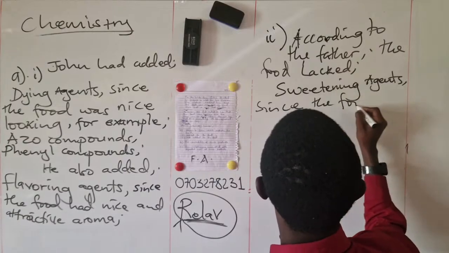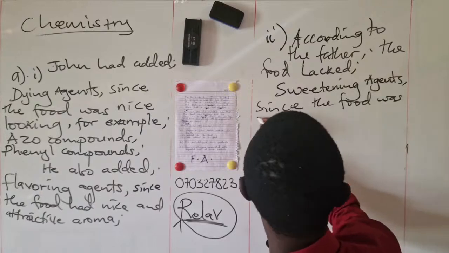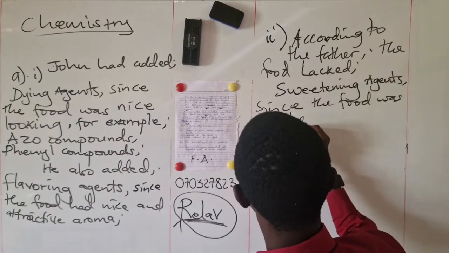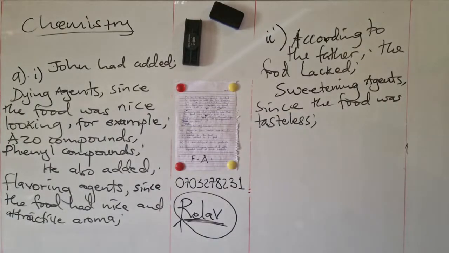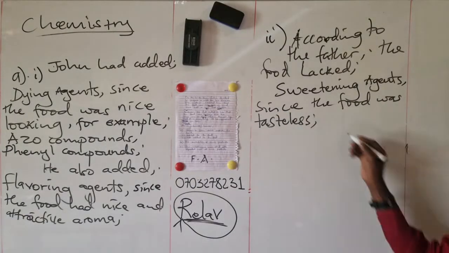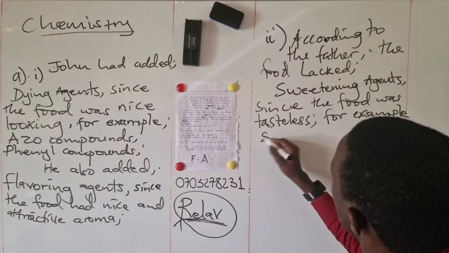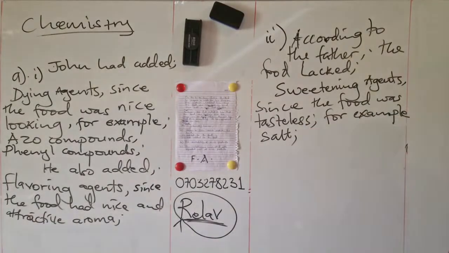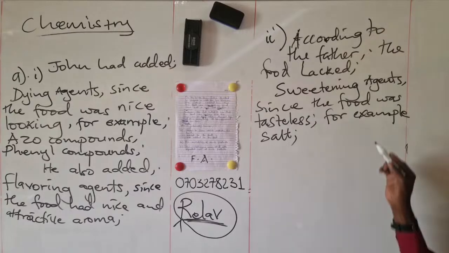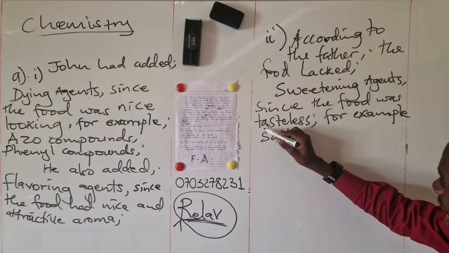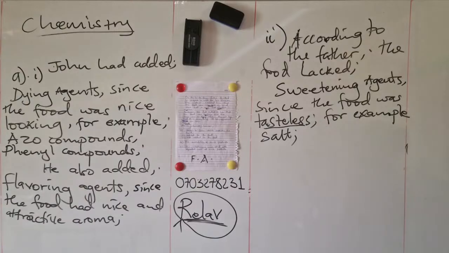Since the food was tasteless, you can go on and give examples of sweetening agents. For example, salt. Salt is a sweetening agent. If it was a beverage, the sweetening agent would have been sugar. You can talk of other sweetening agents, so long as they enhance and improve the taste of food.